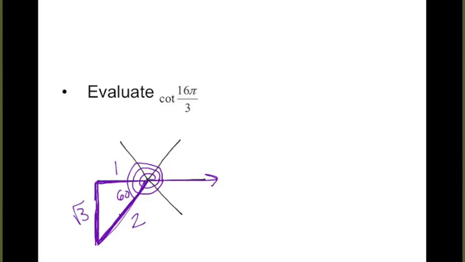Horizontal side is which number? The 1. Does it need to be positive or negative? Negative, because it's on the left. The vertical side is the square root of 3. Does it need to be positive or negative? Negative, because it's on the bottom. Hypotenuse is always positive no matter what. So then we do SOHCAHTOA. This problem asks us for cotangent.